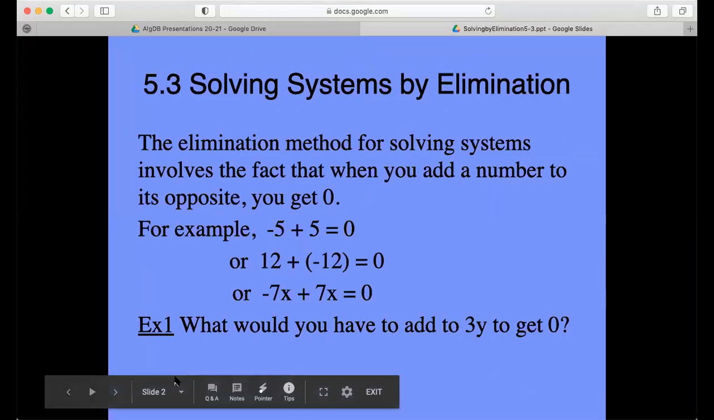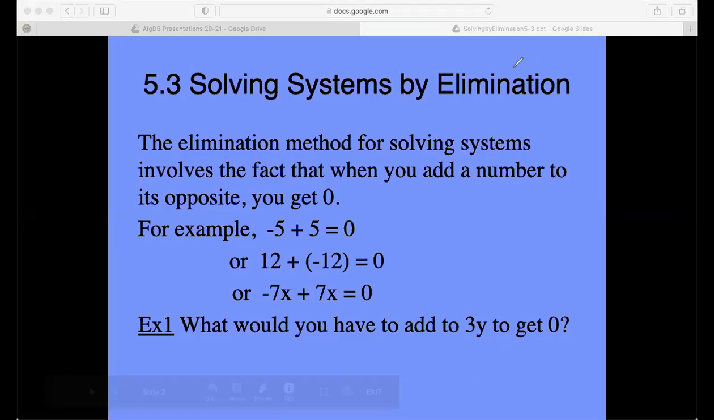We want a pen. Now let's go with this, and can we choose a color? Yeah, all right, let's go with red. So we asked, what can you add to 3y to get 0? And hopefully you said -3y, because -3y plus 3y would be 0. All right, let's go to the next slide.